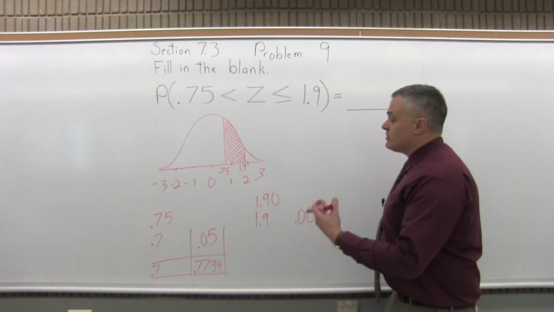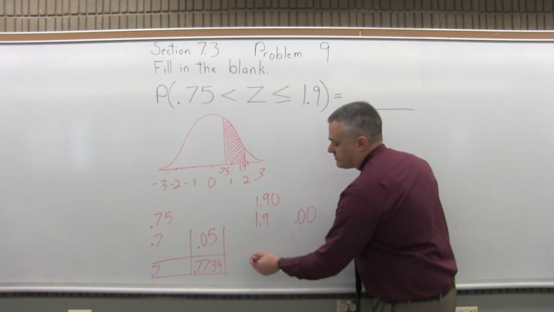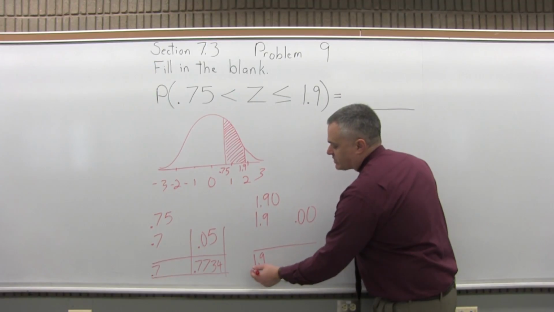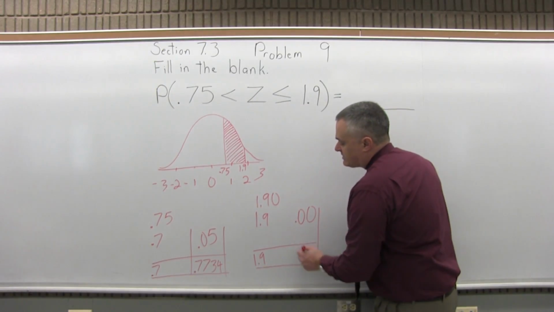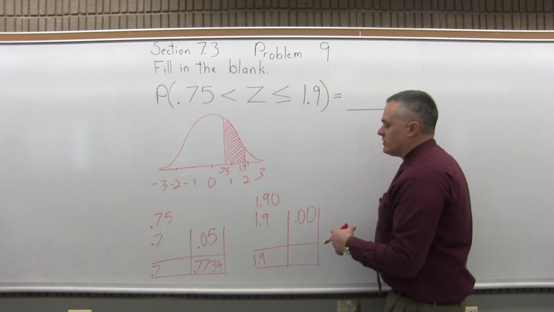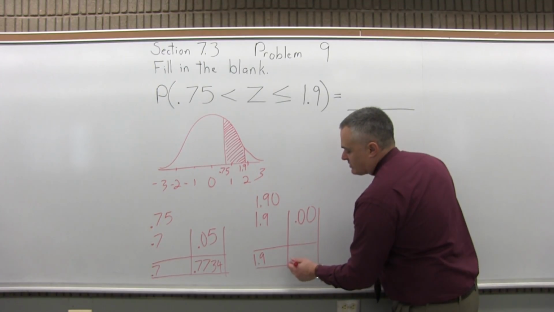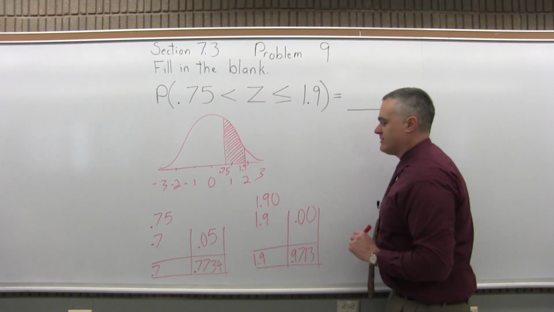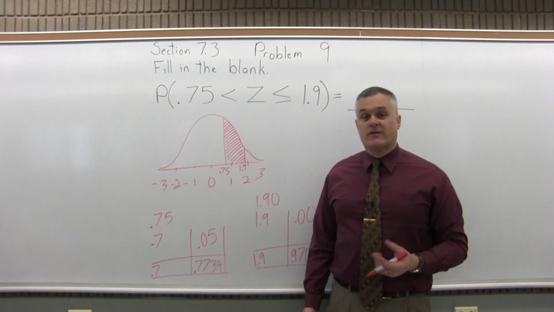And now what you do is you look in the 1.9 row, which is a little more than halfway down the positive portion of the chart. And now the 0.00 column will be the very first column, the leftmost column. See where those two intersect. And they intersect at 0.9713.